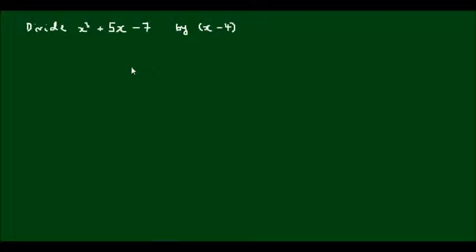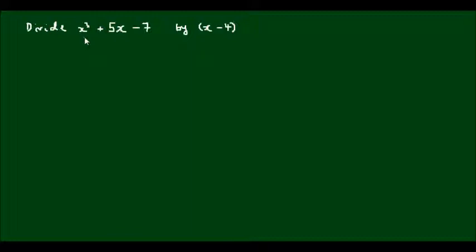Hello and welcome. Here we have a polynomial x cubed plus 5x minus 7, and we're going to use long division to divide it by x minus 4. So we have a third degree polynomial here, but you'll notice that the x squared term, or the quadratic term, is not present, and it really is important to make sure that it's there as a placeholder in this expression. Otherwise the process of long division won't work.